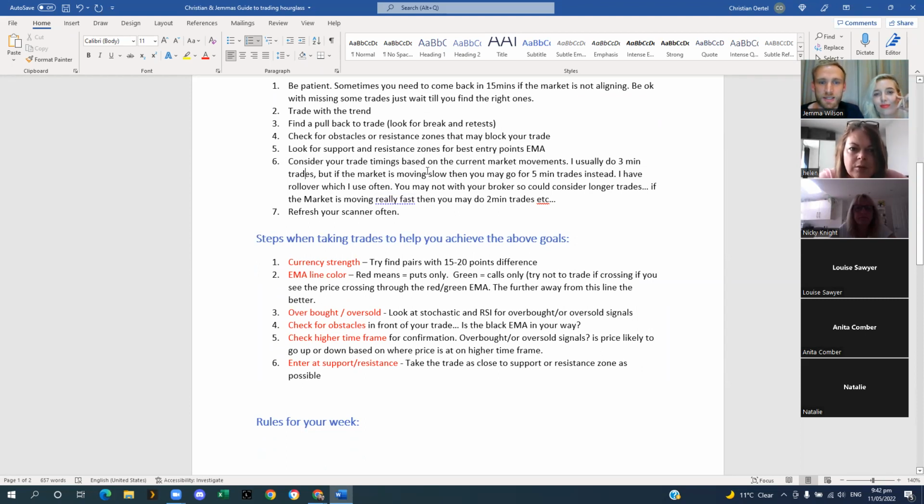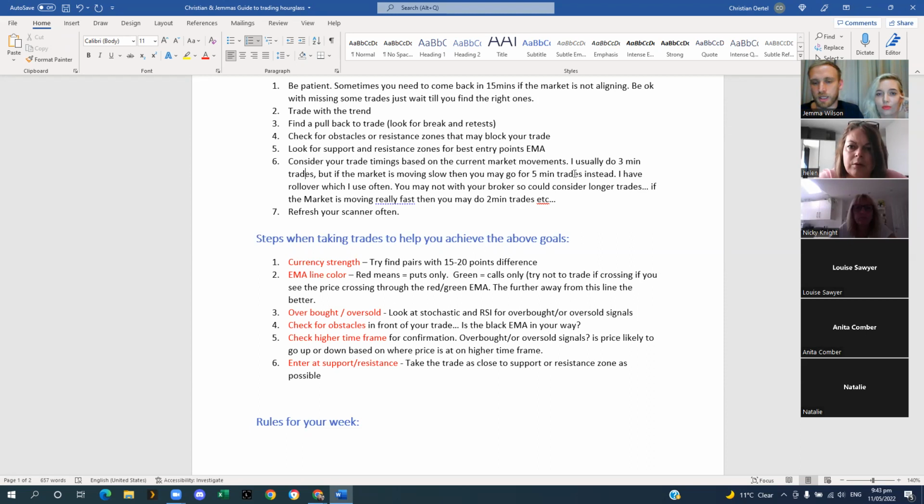Consider your trade timings based on the current market movements. So for me, I really stick quite heavily to just doing 3-minute trades. But I utilize rollover, which is a time extension on your trade. Some brokers like Pocket Option won't allow that.